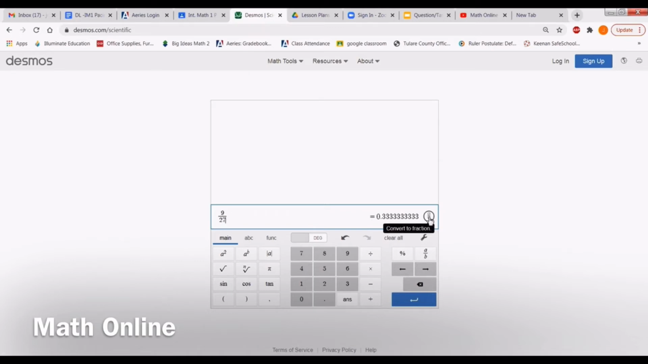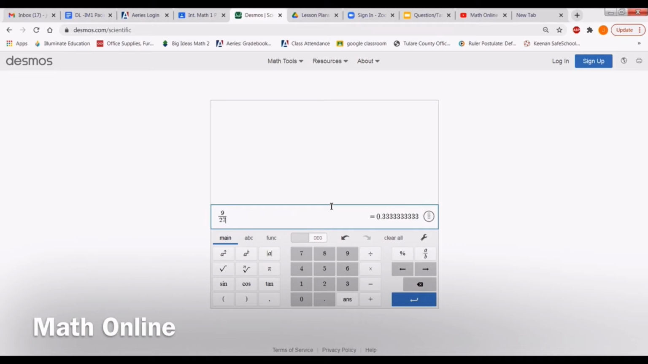Now here's the thing. As soon as I press this button, it's going to give us a fraction. If this decimal converts into the same fraction, that means that this fraction here, 9 over 27, is not reducible. But if when I press this button here, it gives us a different fraction, then that means that 9 over 27 is reducible.